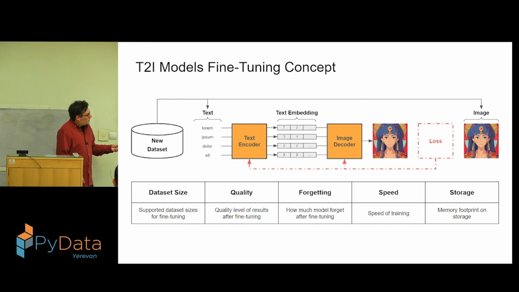Of course, there is the speed, because training this type of model, especially with large data sets, requires a very large amount of resources and a very large amount of time. And last but not least, there is memory consumption, the storage consumption. This is a pretty big problem in the industry, because these large text-to-image models, on average, are very, very large. They take like 5 gigabytes at least.